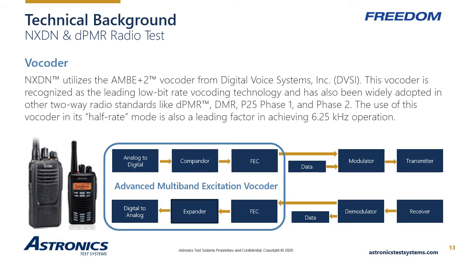If the radios are being used to send digital data instead of voice, the vocoder can be bypassed completely and digital data is passed directly to the modulator and recovered directly from the demodulator.